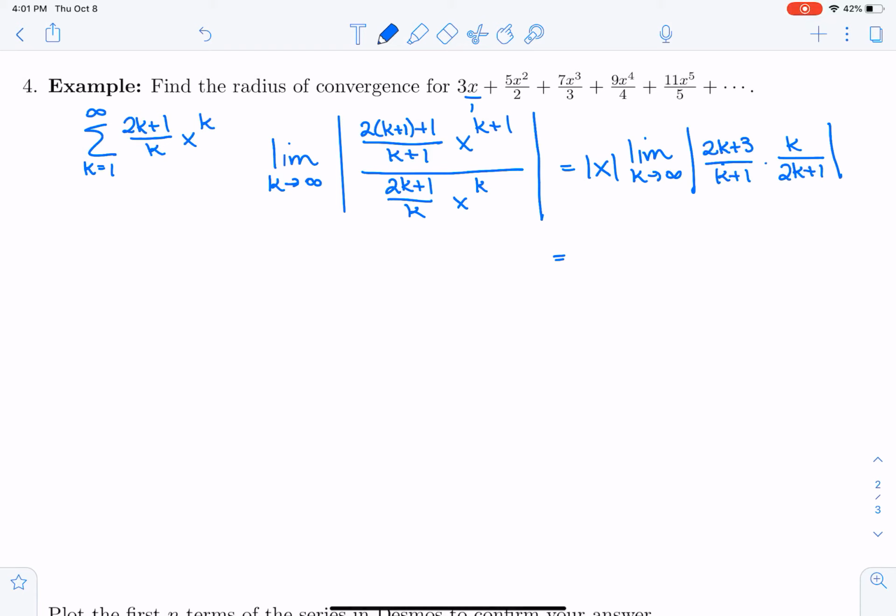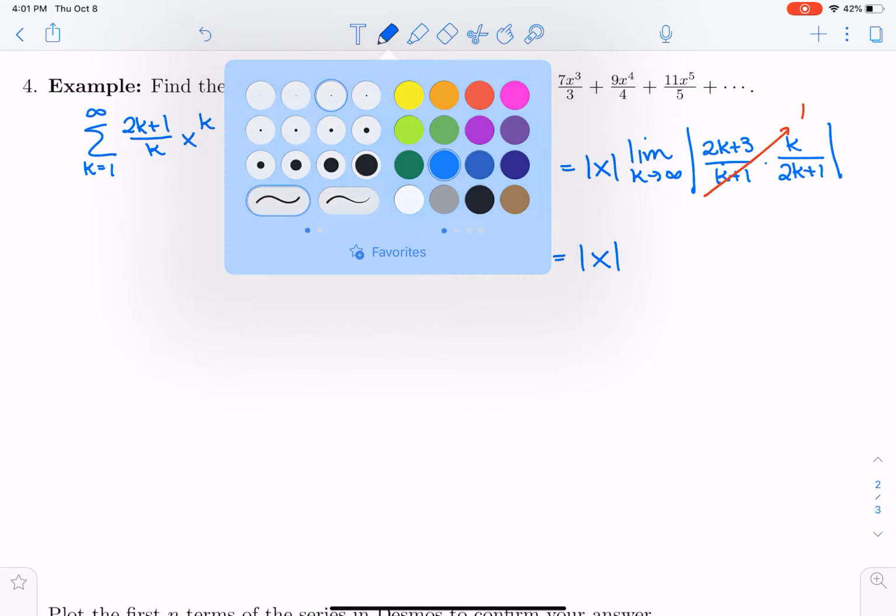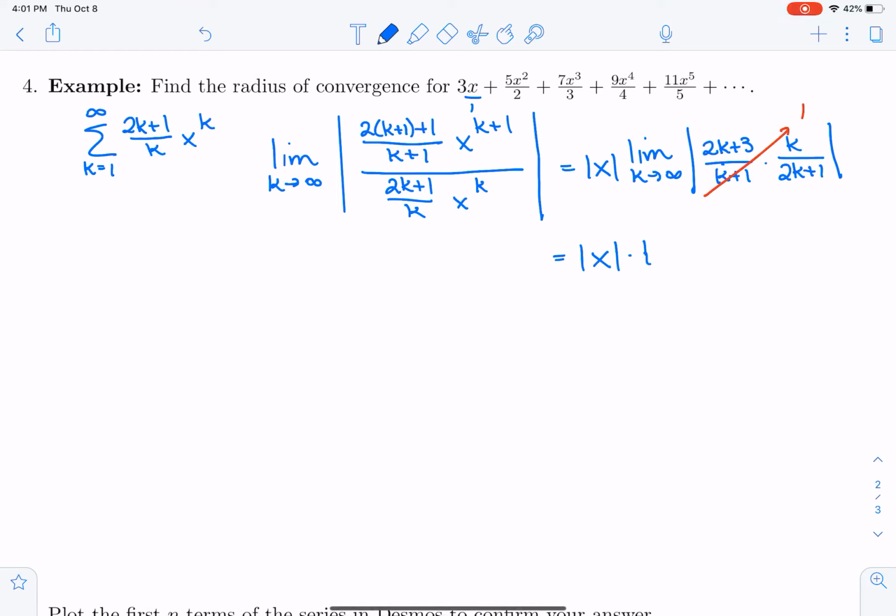So finally, we will have the absolute value of x. If we look at this limit, 2k plus 3 over 2k plus 1, as k goes to infinity, gives us 1. And k over k plus 1, as k goes to infinity, also gives us 1. So the whole limit is just 1. We get the absolute value of x times 1, and by the ratio test, we want it to be less than 1 for convergence.